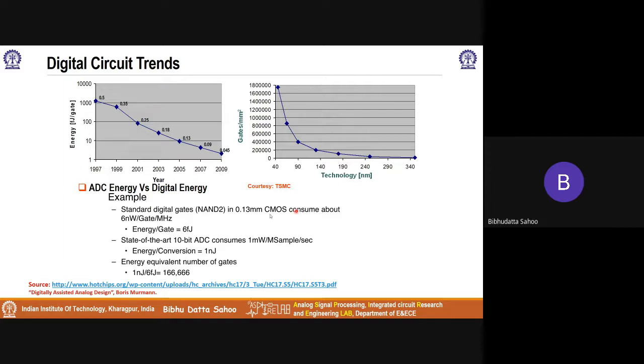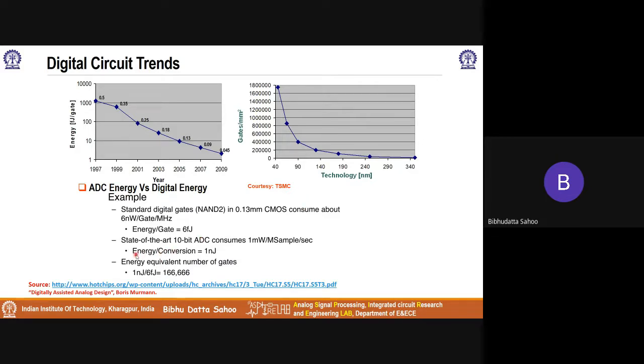Okay. So this plot has been taken from Boris Murmann's slides, and this plot has been taken from TSMC. The gate density data has been taken from the TSMC website. It is from some TSMC presentation, so I've cited the source here.